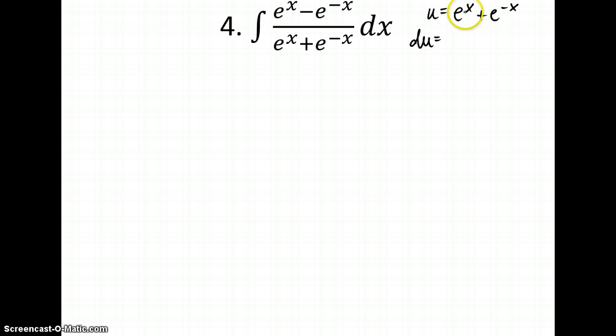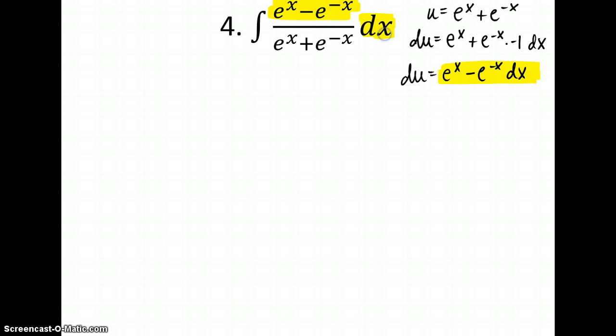Makes du. Derivative of e to the x is itself, derivative of e to the negative x is itself times the derivative of the exponent, which is negative 1. So now look at what we have: e to the x minus e to the negative x. That whole statement I'm going to replace with du. So as we continue to do u substitutions, we don't need to introduce anything here.